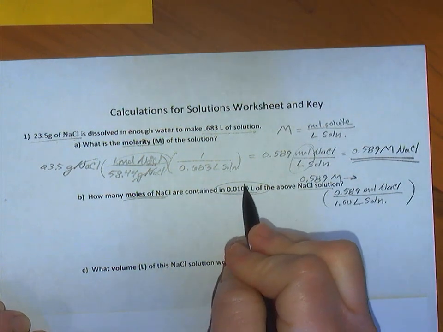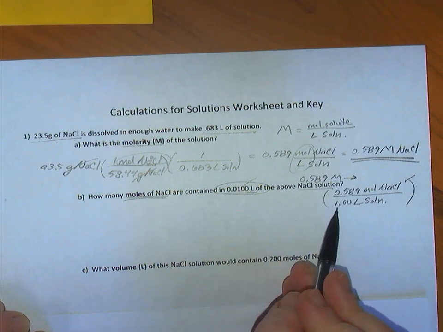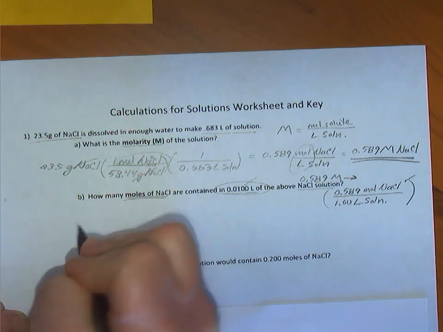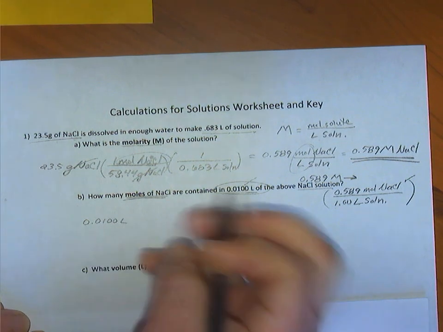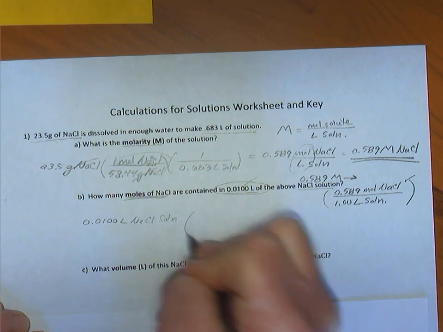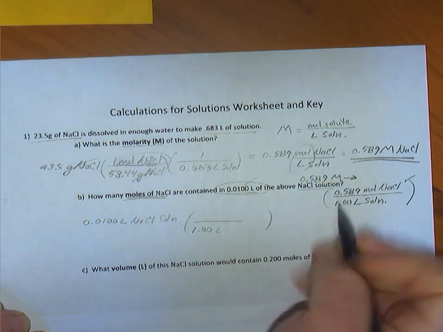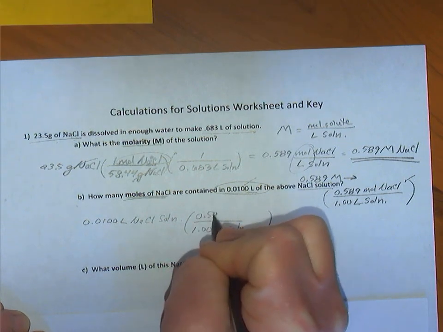So I have this given and this given. We know when we have more than one given, we usually want to start with our simpler given, our non-conversion factor. So let's see. If I start with 0.0100 liters of my NaCl solution, I put my expression for molarity, and look at that.